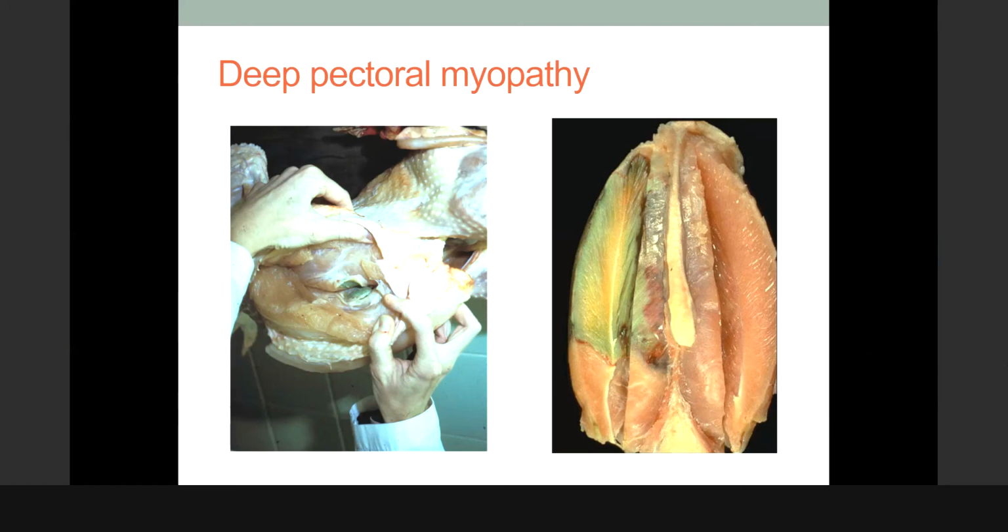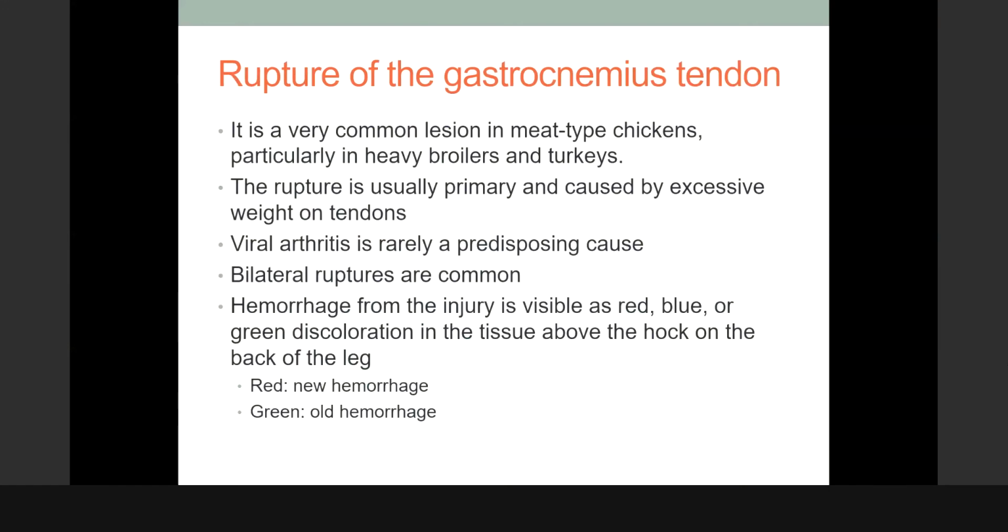Okay. Next one is rupture of the gastrocnemius tendon. It's a very common lesion in meat-type chickens, particularly in heavy broilers and turkeys. The rupture is usually primary and caused by excessive weight on the tendon, usually related with the weight problem. The chickens are too heavy. Viral arthritis is rarely a predisposing factor. Viral arthritis caused by reovirus can also cause rupture of the gastrocnemius tendon.